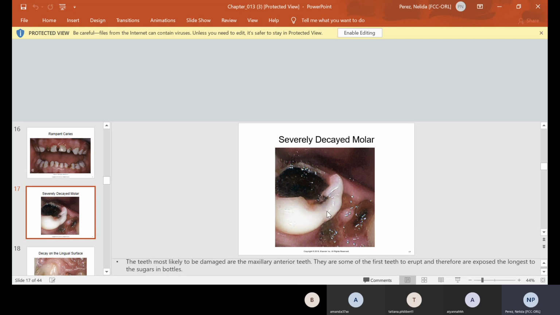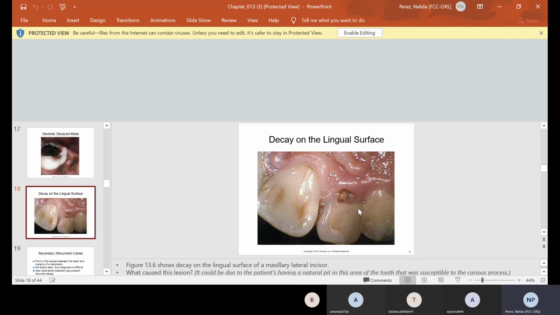So this is pretty bad. This is probably not savable. By the way, this one here broke at the root, so you don't even see the coronal portion. This is decay on the lingual surface. When it's at the gum line, it is class 5. So this is a gum line cavity, class 5. If it's in the pits or fissures, it is a class 1.